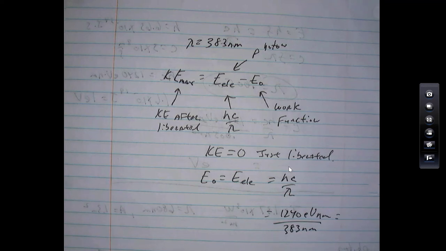So you could actually figure out what kind of metal it is. If you calculate the work function here, you could look in a table and see what sort of metal this corresponds to. Okay, let's look at the next one. Get some more practice with the photoelectric effect.